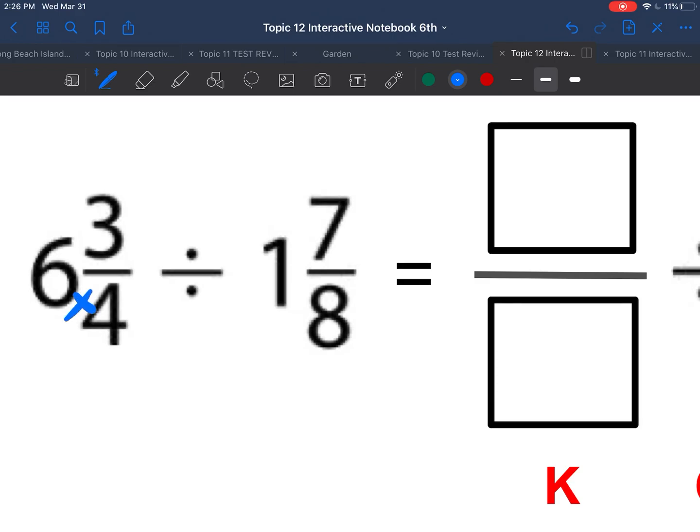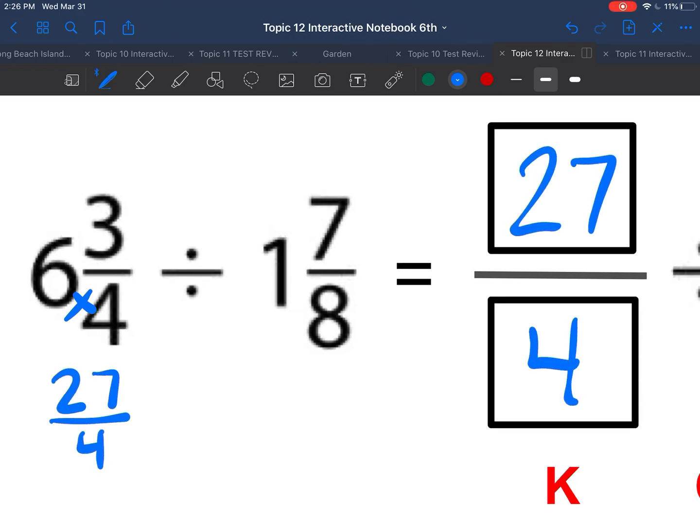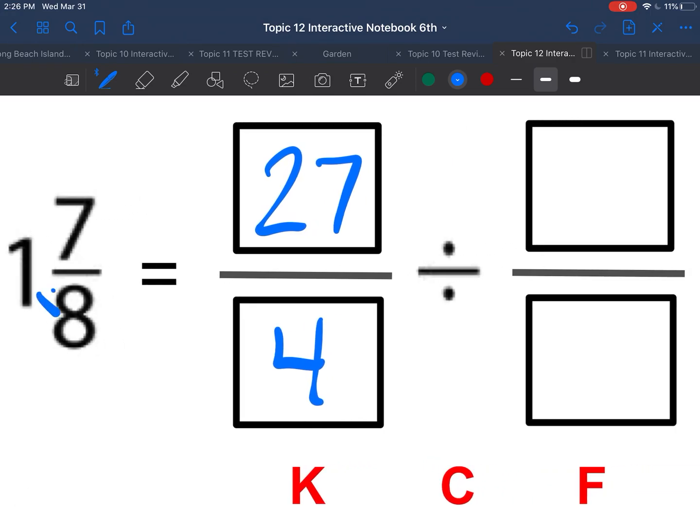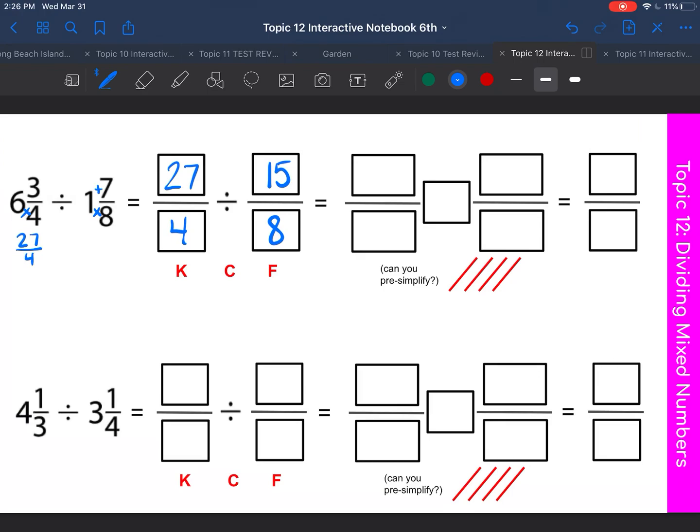Turn them into improper fractions first. 6 times 4 is 24, 25, 26, 27/4. So that becomes 27/4. 1 and 7/8: 8 times 1 is 8, plus 7 is 15/8. All right, so we're going to keep the 27/4, change the division to multiplication, and flip, or find the reciprocal of, 15/8, which is 8/15.